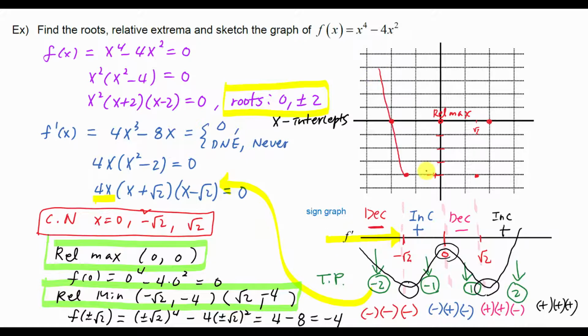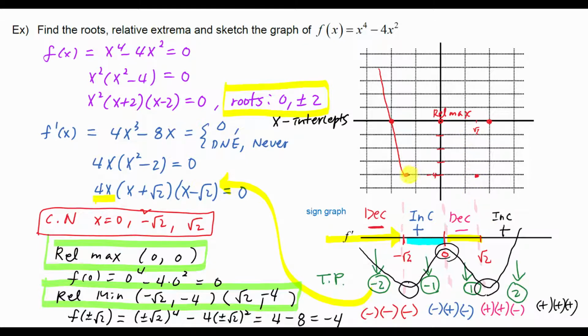And then you can see my graph is now increasing from negative radical 2 to 0. And I'm going to have a relative max at 0. And then it goes back down from 0 to radical 2. And then hit the relative minimum again at radical 2 comma 0.